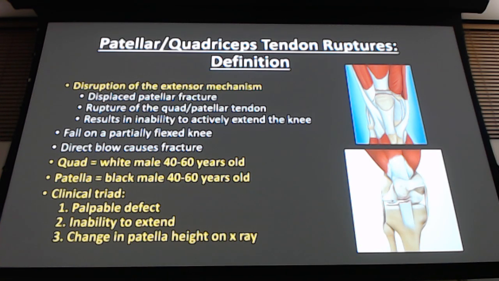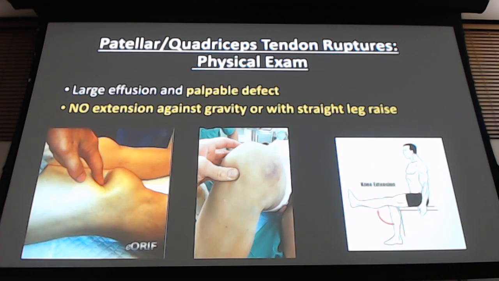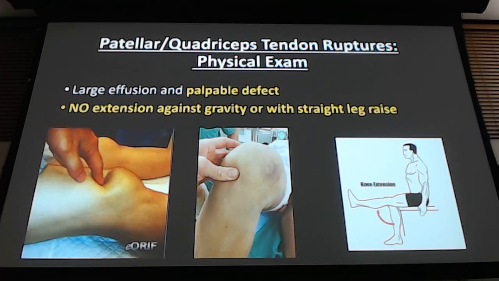For the most part, your book tends to focus on rupture of the insertions. Can you have intrasubstance, kind of mid patella tendon ruptures? Yes, right? But more commonly, you'll see stuff in the quad area. Right, but for purpose of testing, I'm just going to keep it simple and just say, is it quad or is it patellar? Okay, make sense? Okay. Large effusion and palpable defect.